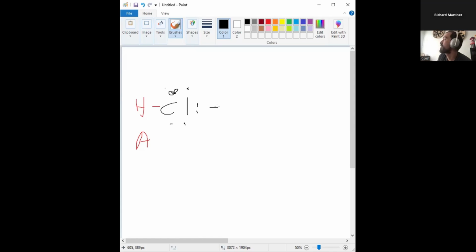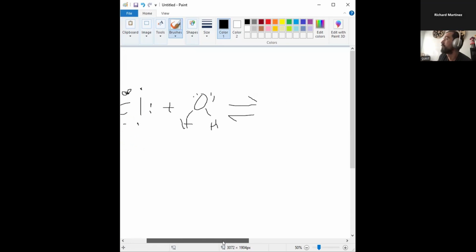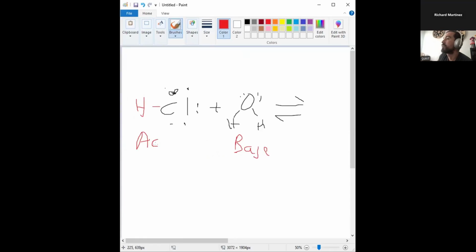Now we're going to add this with a water. H, 1, 2, 3, 4, 5, 6, 7, 8. Boom. This would be a forward and reversible reaction. And then we have this as your base. Probably should do that in blue, but yeah, let's do it.